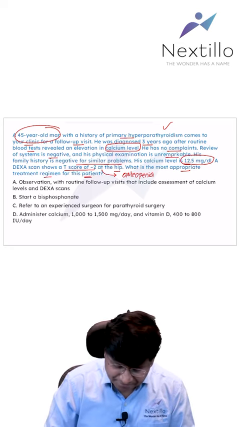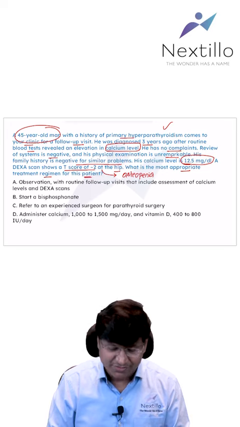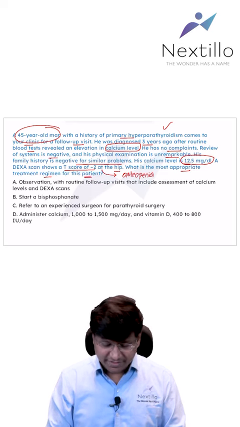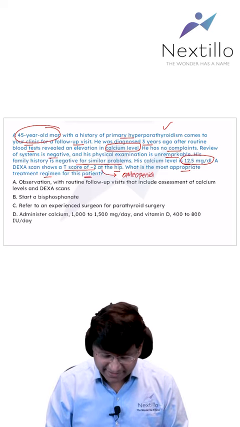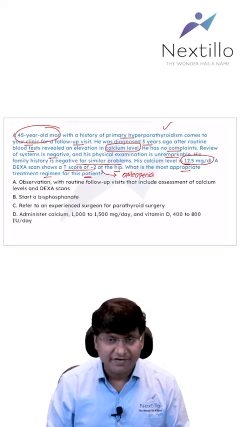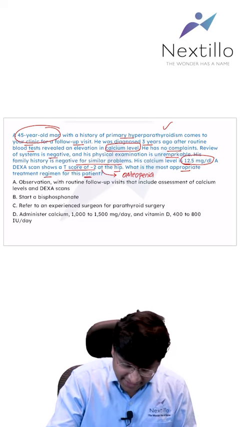The options are: observation with routine follow-up visits that include assessment of calcium as well as the DEXA scan. Start a bisphosphonate therapy. Third option, refer to an experienced surgeon for parathyroid surgery. Administer calcium 1000 to 1500 milligrams per day and vitamin D 400 to 800 international units per day. So, what is the correct answer here?